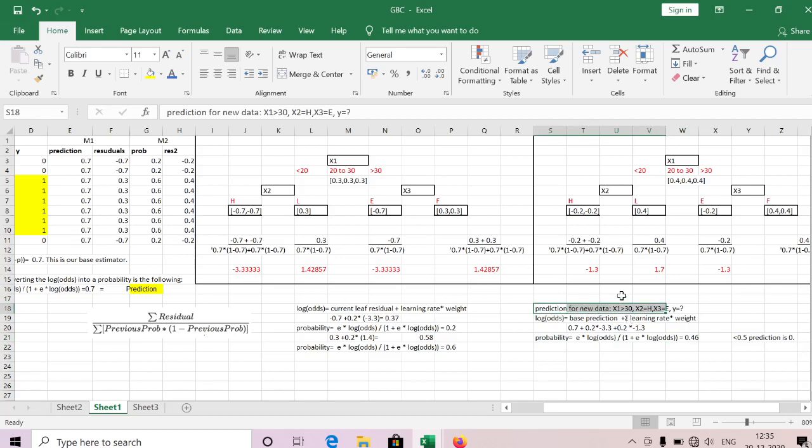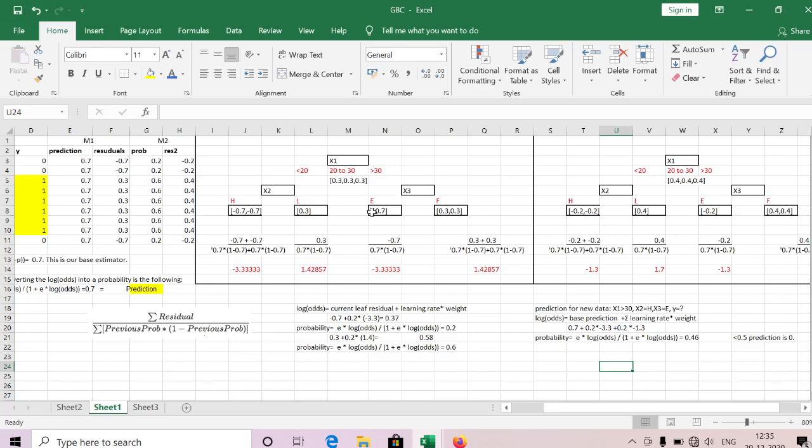For any further data, we need to calculate the same way. The base prediction is the same, and we can take other weights also. We have to just calculate the same way. If x1 is greater than 30, then we need to go to the second one, x3.